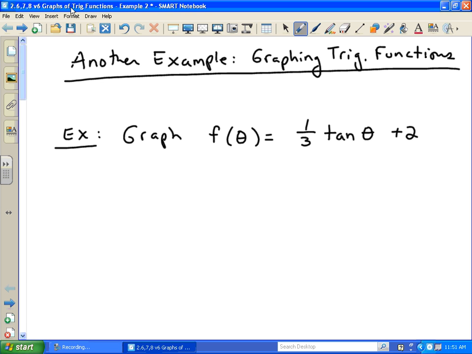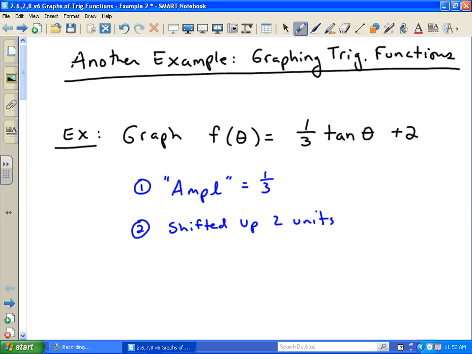The first thing, tangent specifically doesn't have an amplitude, but this 1/3 that's in front of the tangent does determine where some of my special points are going to be. So I'll put amplitude here in quotes. I understand that I don't have one, but the amplitude, if I had one, would be 1/3. And the second thing is I have this value of 2 that's added at the end. So my whole graph is going to be shifted up 2 units.